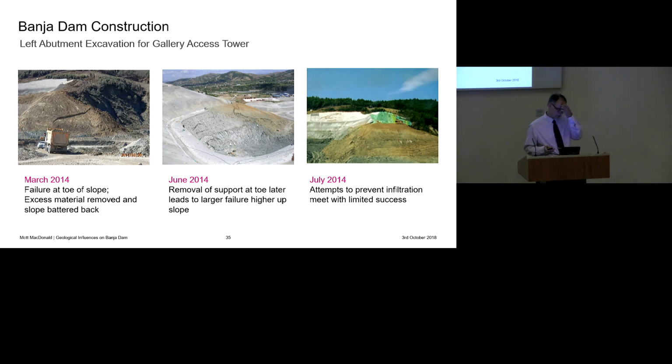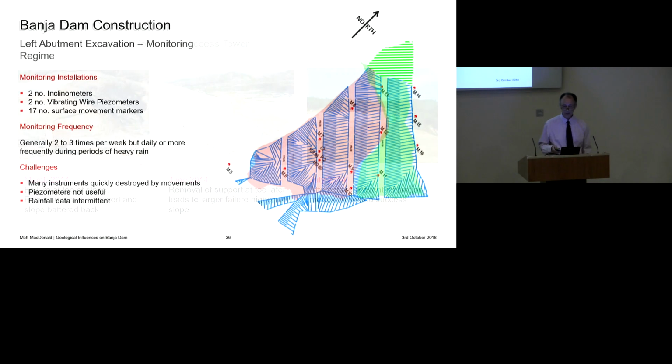It was decided that we would monitor over the summer period to see what happened and then determine what to do. So after much debate, a monitoring regime was agreed, and it included some inclinometers, some piezometers, and a number of surface movement markers. These were monitored 2 or 3 times a week, but more regularly when there was heavy rain.